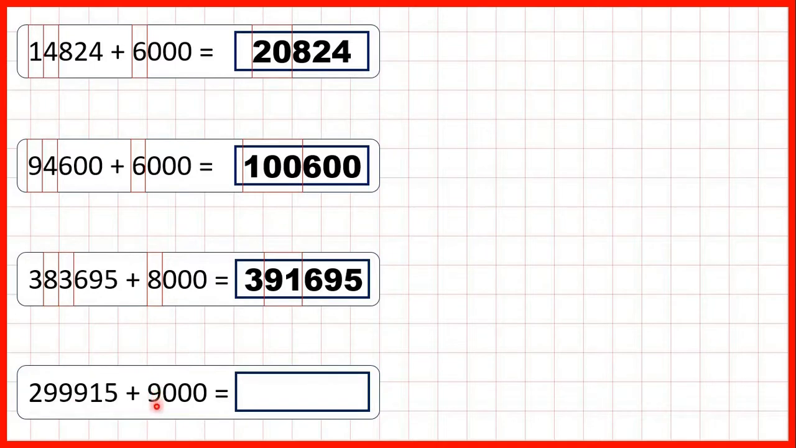Now 299,915 plus 9,000. If we highlight our thousands digits, we have 9 plus 9, which is 18, but that's a 2-digit number. So we go to the left and we have 99 plus 9. But that's 108, and that's a 3-digit number. We only have 2 digits highlighted, so we need to go to the left again and work out 299 plus 9. That's 308, so we can replace these digits with a 3, a 0 and an 8 and leave our other digits the same.